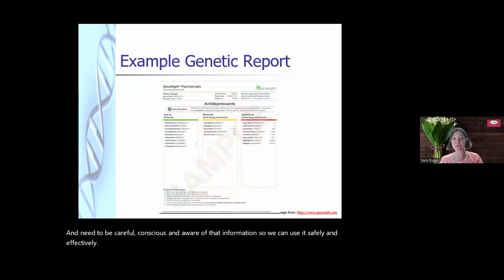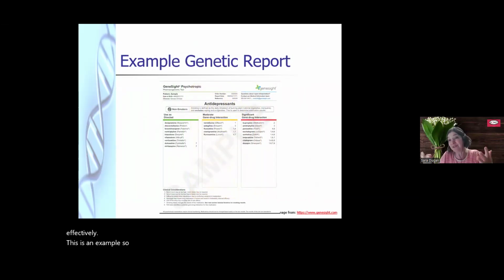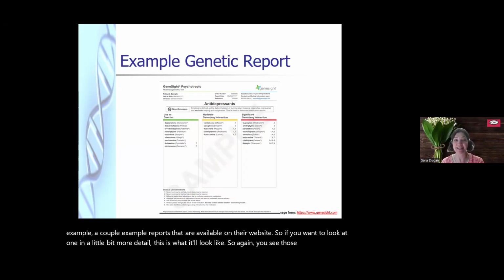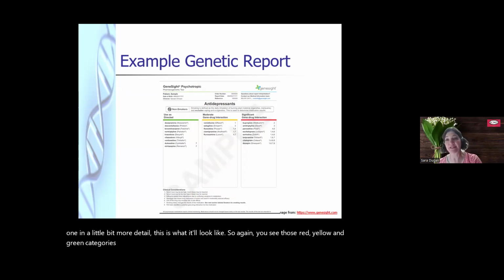This is an example. GeneSight, I am not a consultant for GeneSight, but they do have a couple of example reports that are available on their website. So if you want to look at one in a little bit more detail, this is what it'll look like. Again, you see those red, yellow, and green categories that are listed, and then there'll be a bunch of drugs underneath.